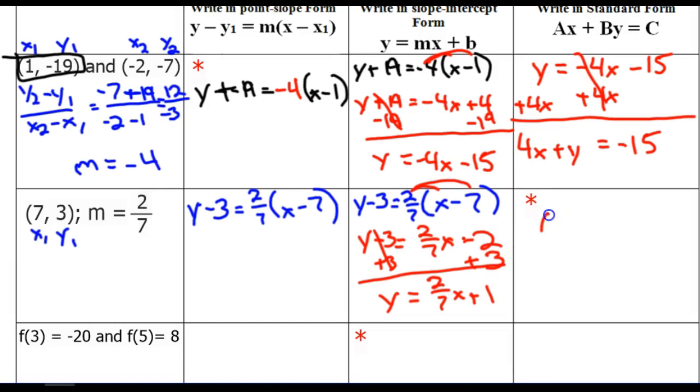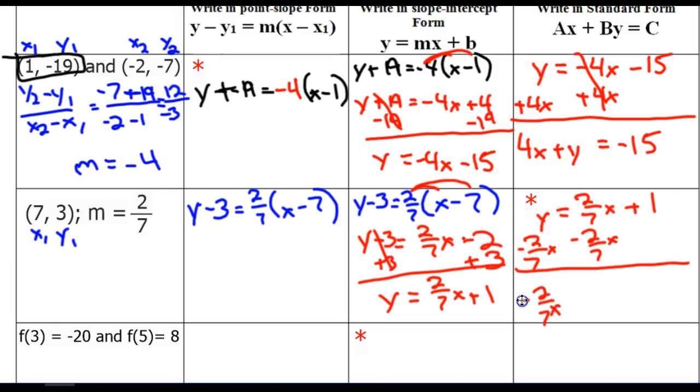And finally, y equals 2/7 x plus 1. We switch that by subtracting 2/7 x from both sides. And our standard form is negative 2/7 x plus y equals 1.